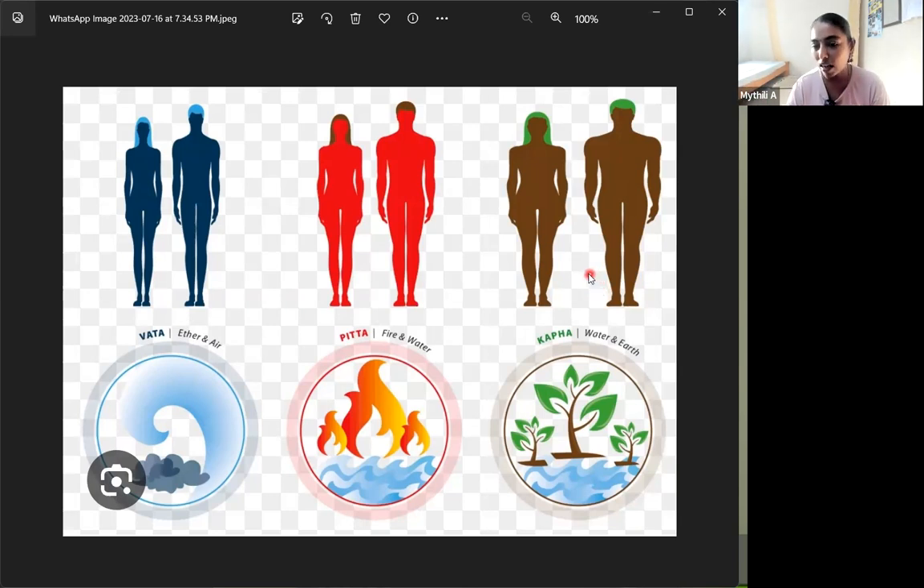Then the next thing: if you want to make a doll, what do you need? You need mud and water. If you mix mud and water, you can make nice shapes of everything. By mixing earth and water, you can make the ears, the nose, whichever shape you want. The same way, if a person is predominantly Kapha dosha, their flexibility level is so good. They can make any shape out of their body.